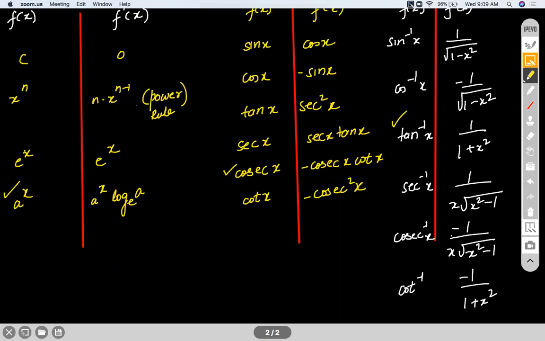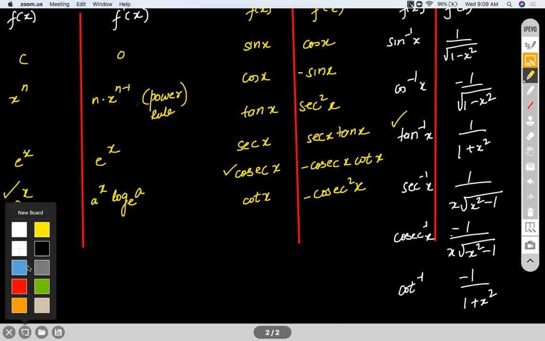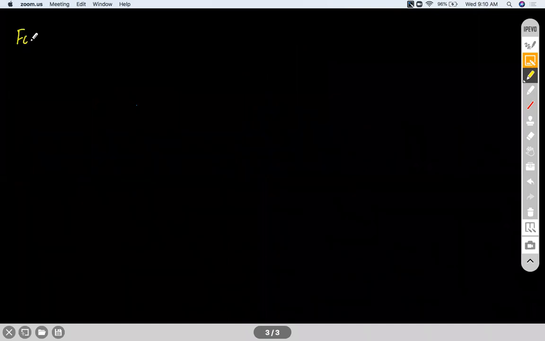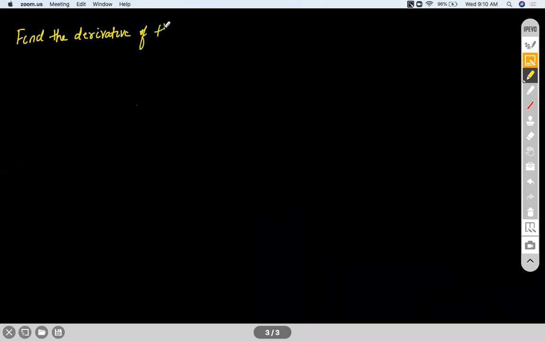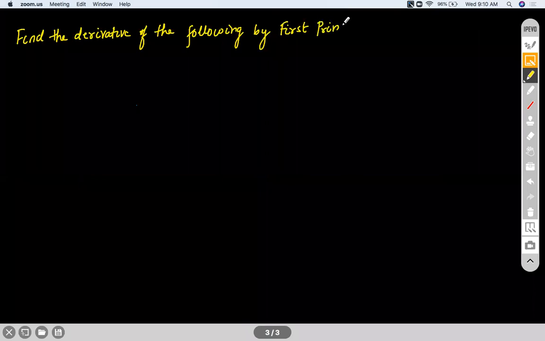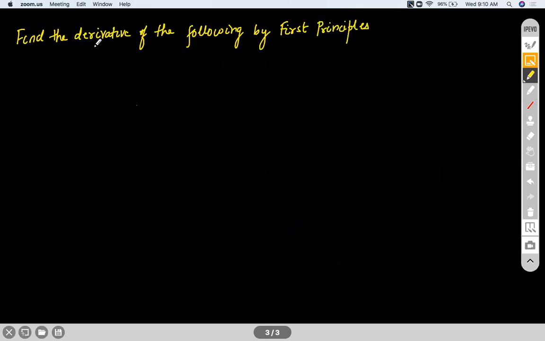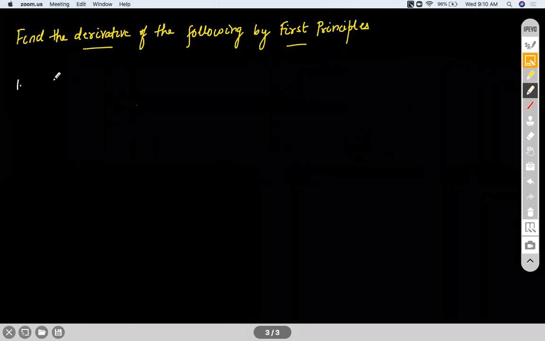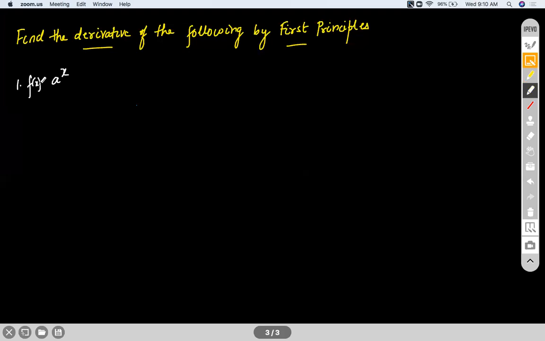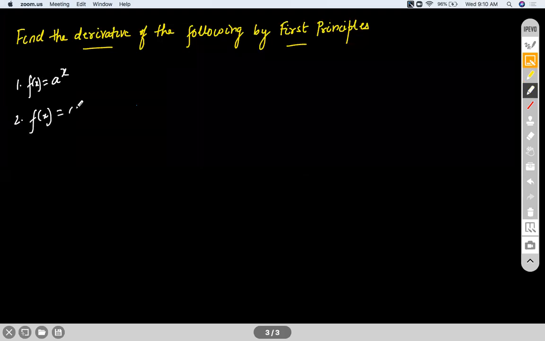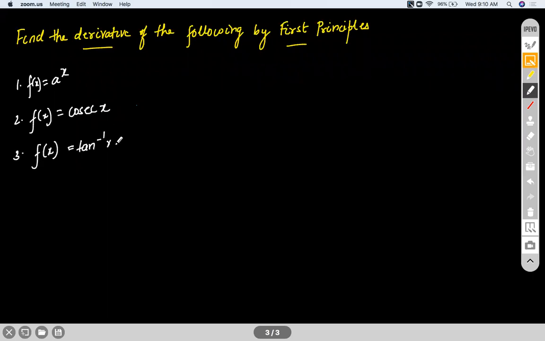Can I switch to the next board? Yes, sir. So let's find the derivative of the following by first principles. Number one, a to the power x. Okay, so this is your function. Number two, cosec x. And number three, for a change, inverse trig function. I will help you out with the third one, but for the first two, I'm sure you should be able to get it.